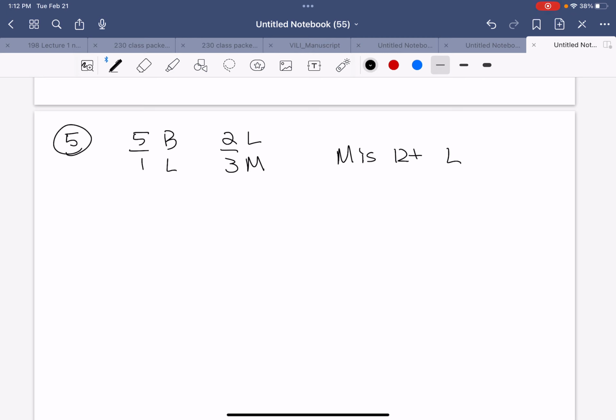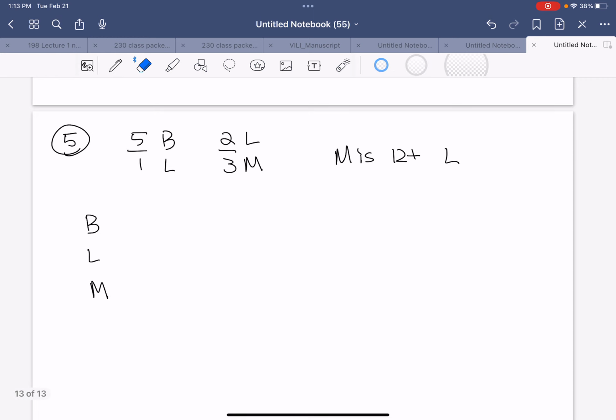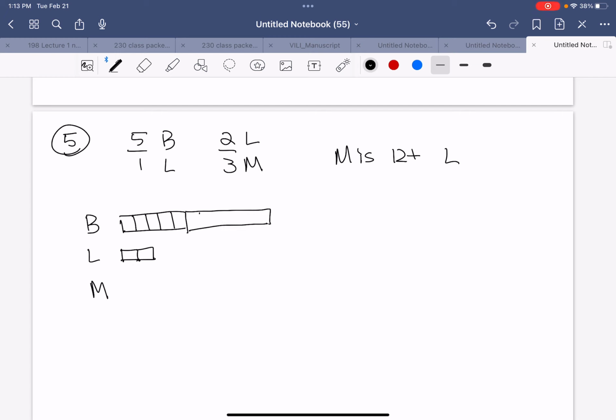Okay, so I'm going to set up my big, little, medium. If I stick with the first ratio, that means that big gets 5 for little's 1. In the second ratio, I need little to have 2. So that means I'm going to have to double everything that's out now. So if I double this one, I must also double this one. And now little has 2, so then I can give medium 3.